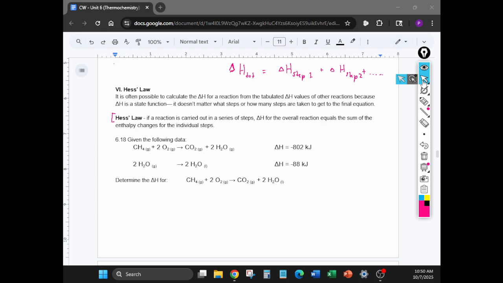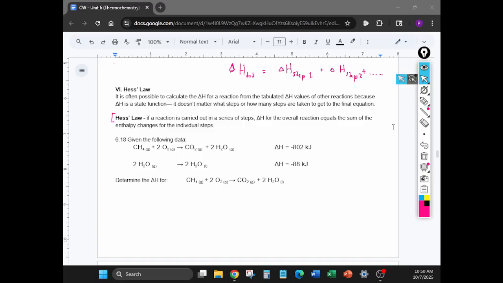Now, you guys don't need to know what these steps in between are. They will always be provided for you. But the problems that we're going to do coming up are going to show you the types of Hess's law questions you will see. But any questions on the general concept? Hopefully it's not too bad.